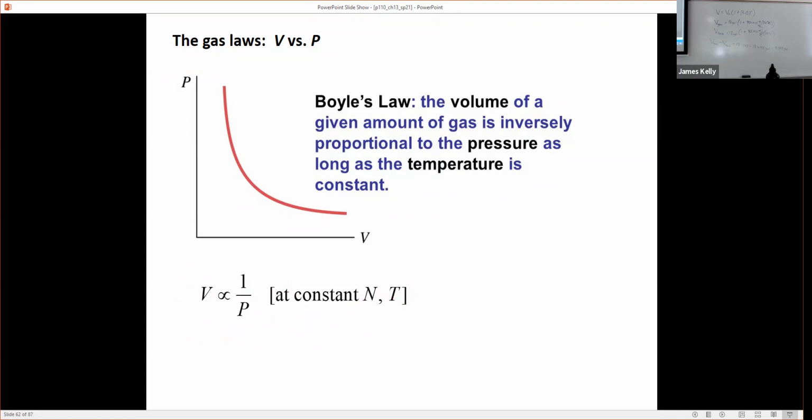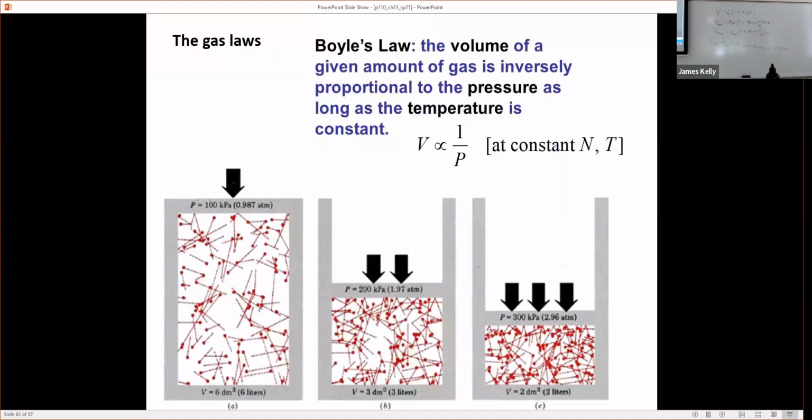The volume is inversely proportional to the pressure, and that at least makes intuitive sense. The bigger the pressure, well, the smaller the volume, the bigger the pressure. That seems to make sense as long as you're keeping the temperature constant and you're not changing the number of molecules. Here's a way to make it look more than just roughly appealing.